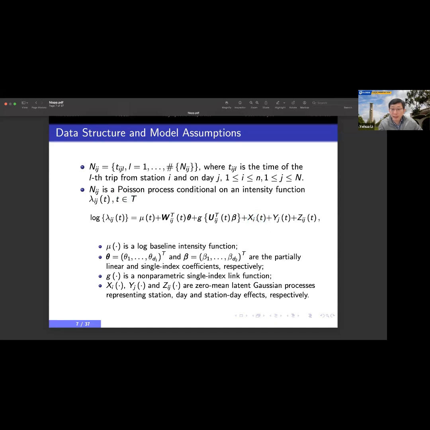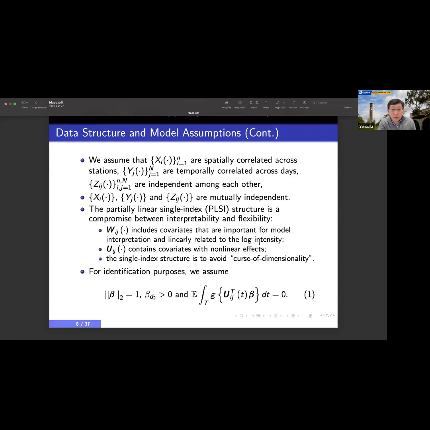We're going to assume they are independent among them. X is independent of Y and independent of Z, but the X's themselves, because these are effects of locations, could be spatially correlated among themselves. So we're going to assume all the X processes are spatially correlated across stations. Y's are temporally correlated across days. Zij, these are interactions. We're going to assume they're independent among themselves. And the three effects are mutually independent.